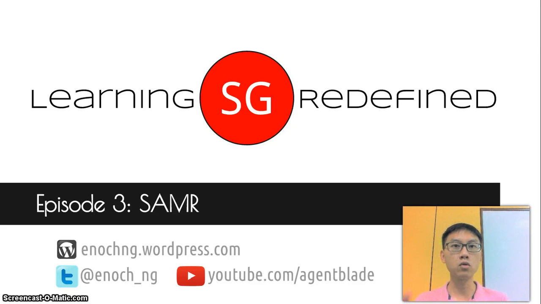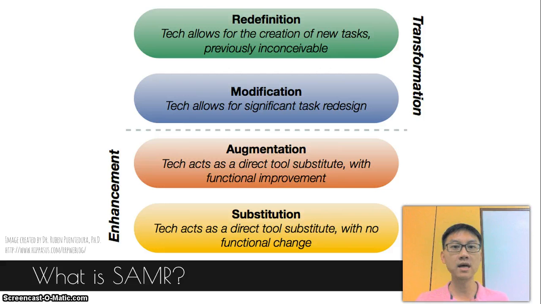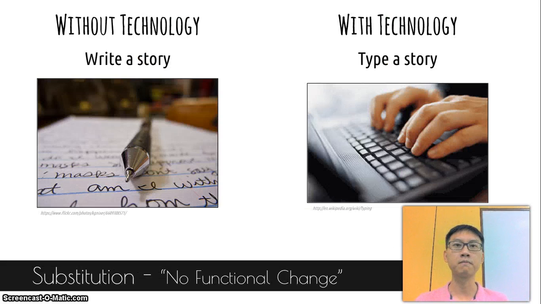Alright, so without further ado, let's go straight into the model itself. The SAMR model is basically an acronym for four things: S for substitution, A for augmentation, M for modification, and R for redefinition. And this is actually where I got the name Learning Redefined.SG from, because it is really my hope that I can redefine the learning experiences of my students using technology. So I'll go into each in greater detail so that we can understand what each level means.